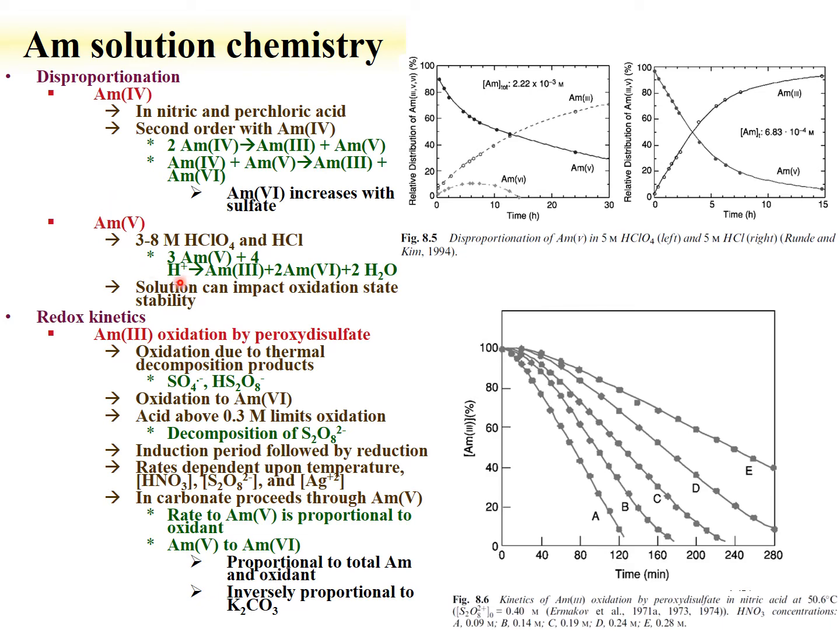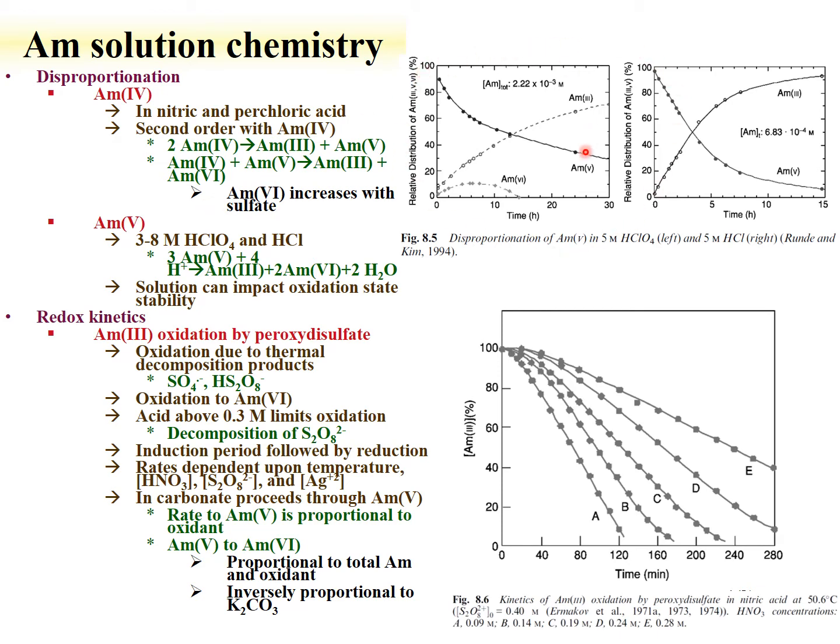Americium 5 also undergoes disproportionation, where it'll go to the americium 3 and the americium 6. The solution conditions can obviously impact the oxidation state stability and the influence of disproportionation. For instance, with this reaction of americium 5, since it needs a relatively high concentration, with 3 americium 5s in this reaction, storing a solution of americium 5 at a lower concentration of americium should stabilize the solution.